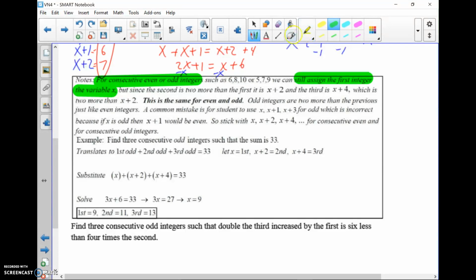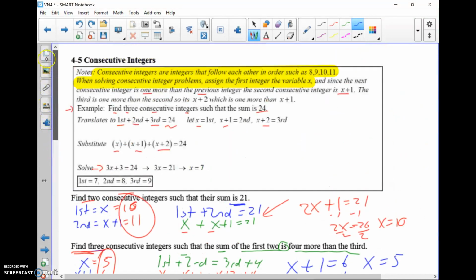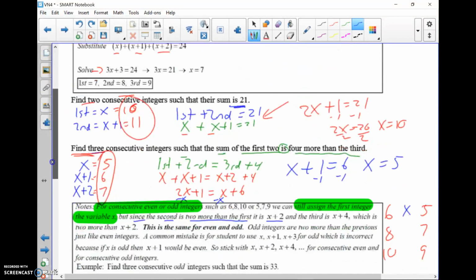But if we go on the basis of, again, let me write this down, 6, 8, and 10 for even, or 5, 7, and 9 for odd. If I make the first integer x, the next one isn't 1 away. Since the second is 2 more than the first, x plus 2 is the second. So, here we were doing x and then x plus 1, x plus 2, x plus 3, x plus 4, because the integers are 1 apart.